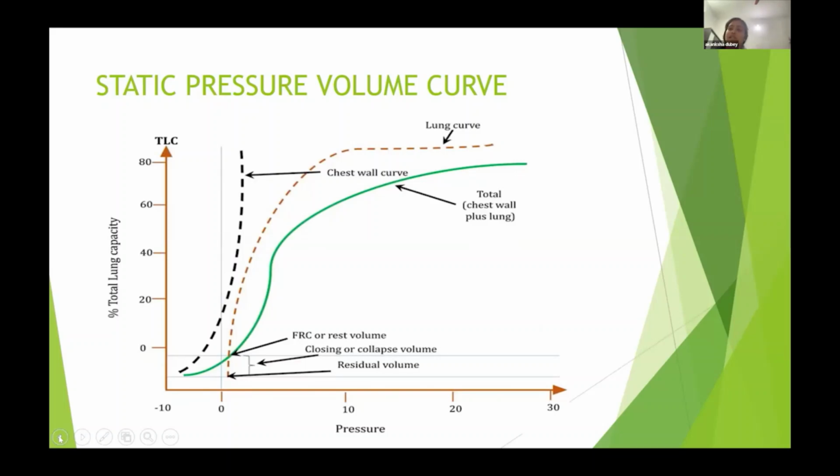So in this picture, we can see the green curve. This green curve is total pulmonary compliance. It includes both chest wall plus lung. On the other hand, the black dotted line is the chest wall curve. So you can easily see that the chest wall is very compliant. Increasing a small amount of pressure causes a large amount of change in volume, and after that the curve is very straight. Whereas the lung curve, which is the brown dotted line, is increasing slowly and steadily, and at the 10 pressure it becomes static. So here we can see the chest wall is more compliant as compared to the lung. Next.